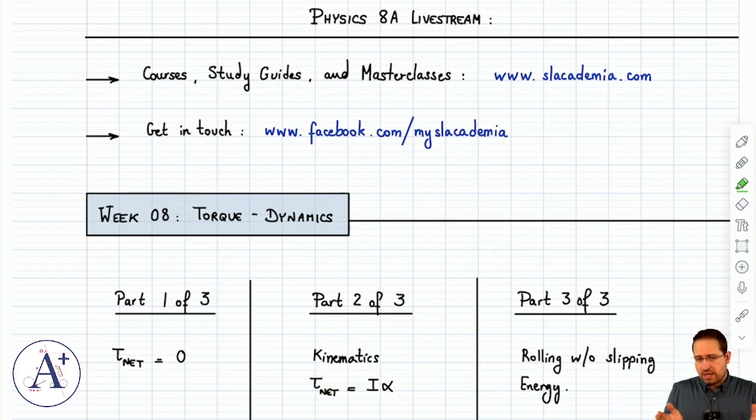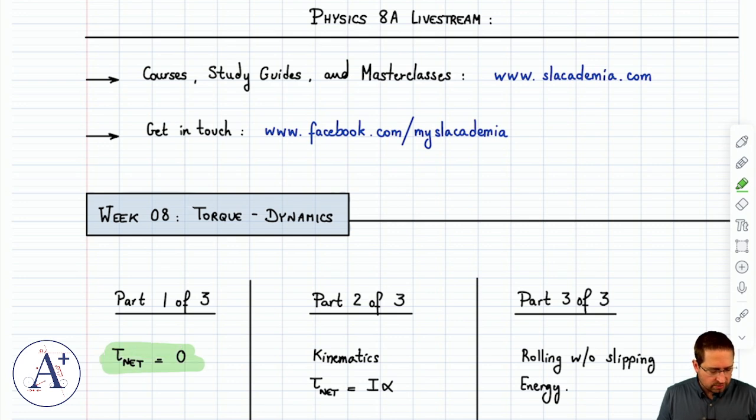That was my decision to break it up in this way, which is not necessarily the way it was covered in lecture. But the point is, when we started with forces, we said F net equals 0, then we said F net equals ma, then we did work and energy. Here it's the same idea.